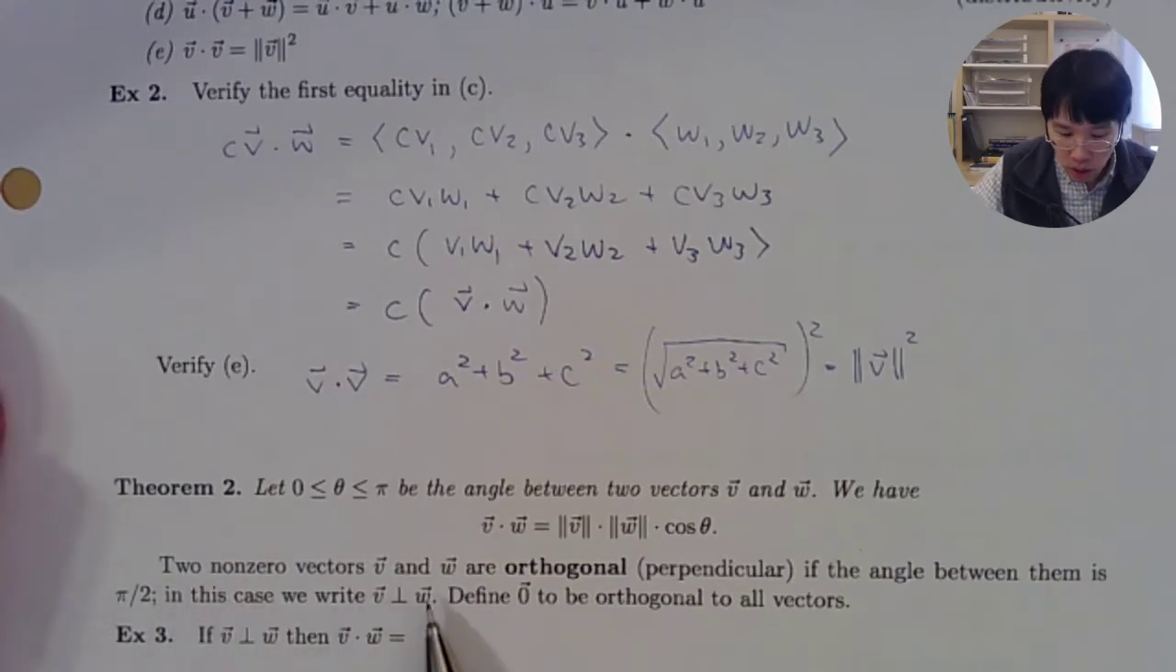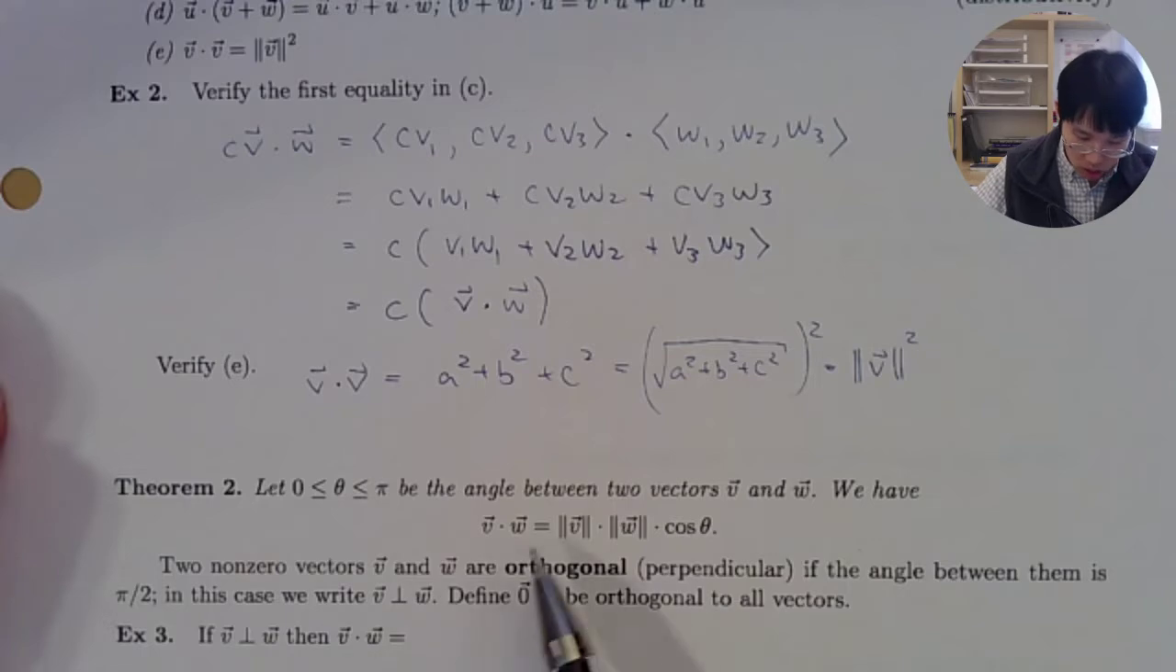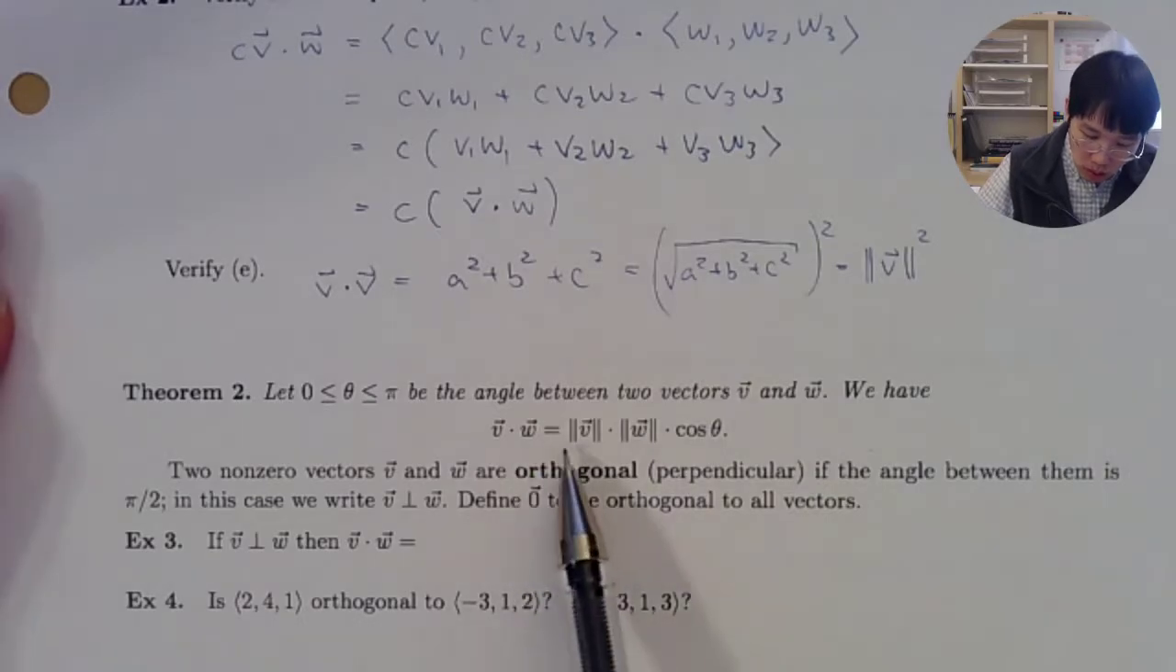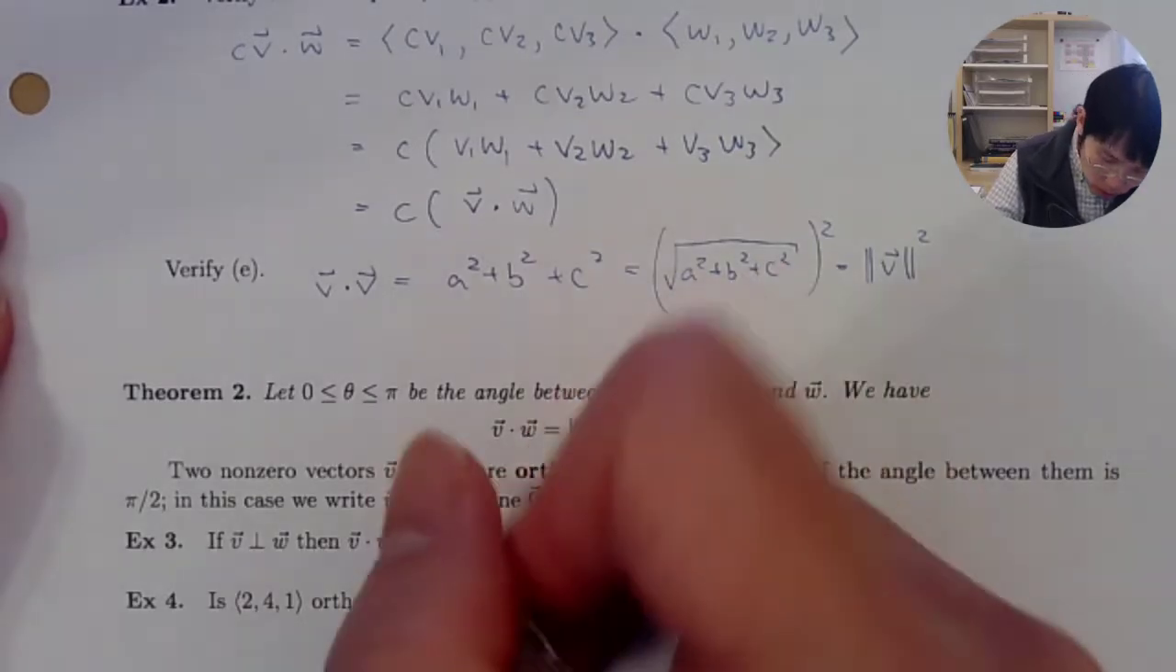Now, if we have two non-zero vectors that are orthogonal, meaning they're perpendicular, then the angle between them is pi over 2. And we will write it as V perp W. In that case, what is V and W's dot product? V dot W. Again, pause and think for a moment if you need to. V dot W is equal to this. Right? So let's write this out.